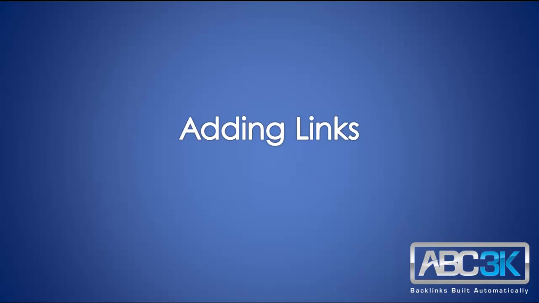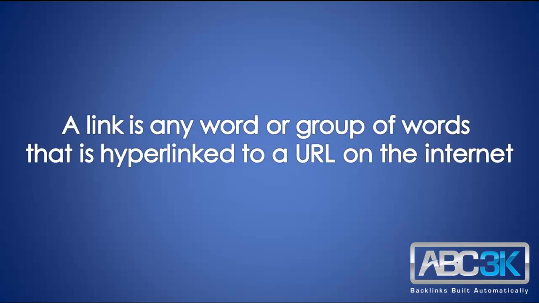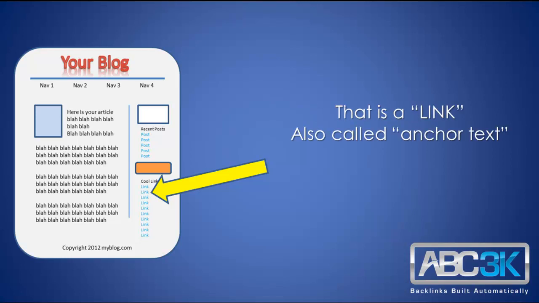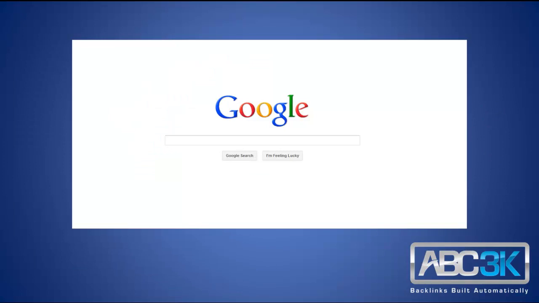Adding links to the ABC3K WordPress plugin. What is a link? A link is any word or group of words that is hyperlinked to a URL on the internet. That is a link. That is a link, also called anchor text. The word or group of words that, when clicked on, takes the reader to another URL.